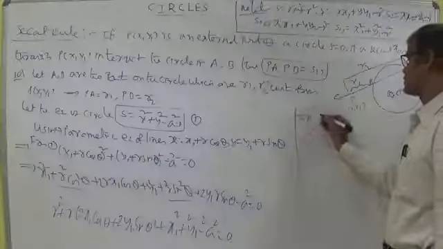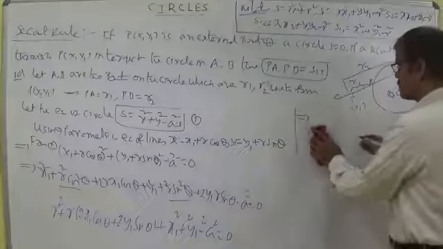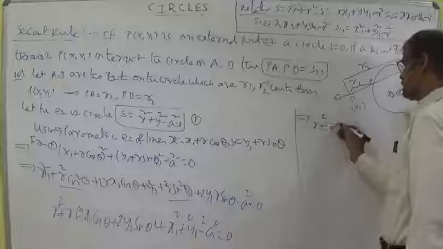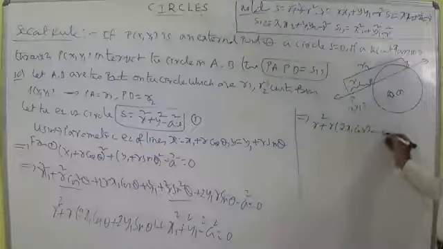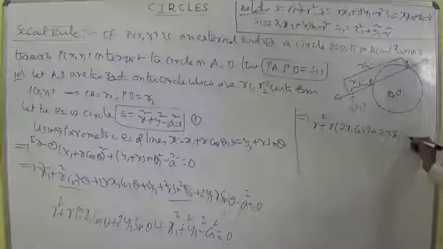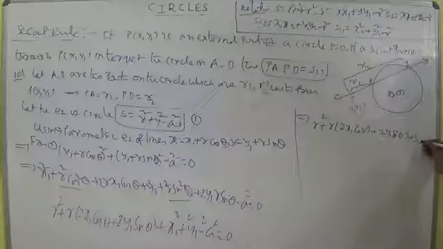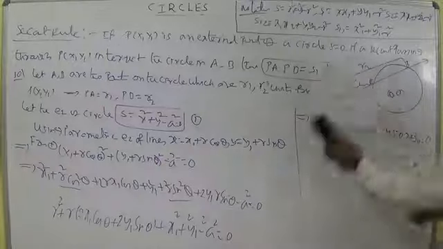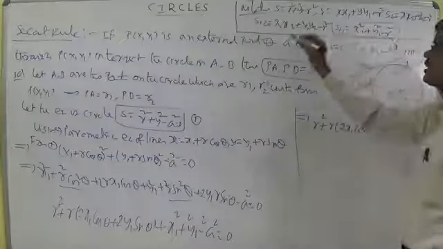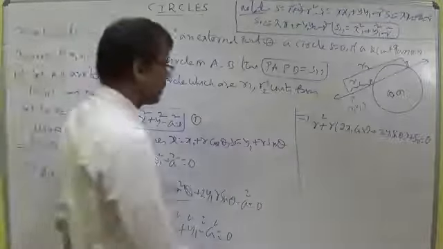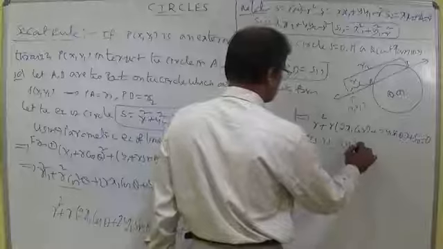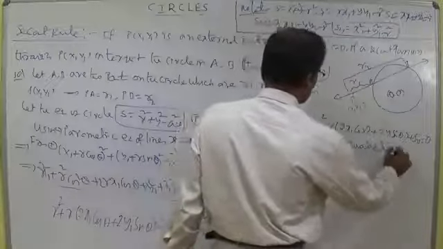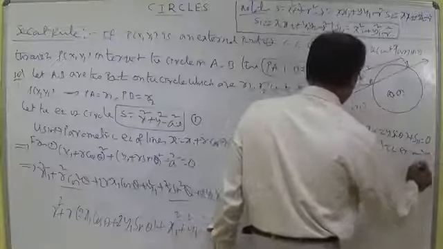That implies you can write here r square plus r into 2x1 cos theta plus 2y1 sin theta plus, students try to understand the notation S11. Here I said x1 square plus y1 square minus r square, for the circle x square plus y square is equal to r square. So here you can say that S11 equal to 0. Now you write here, this is a quadratic equation in r.